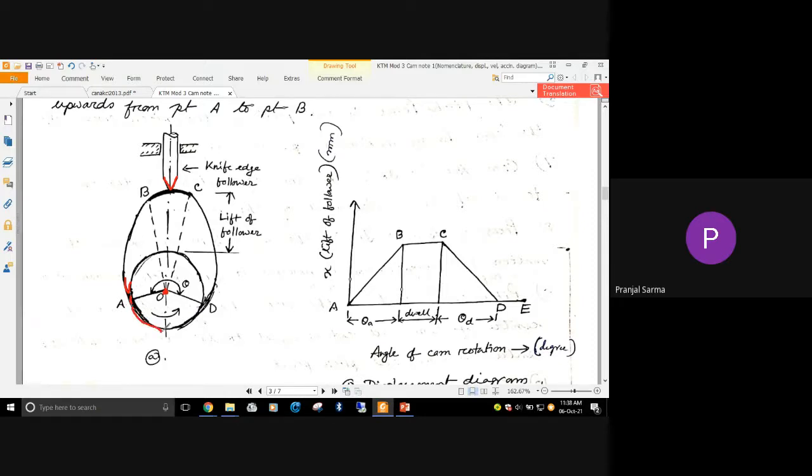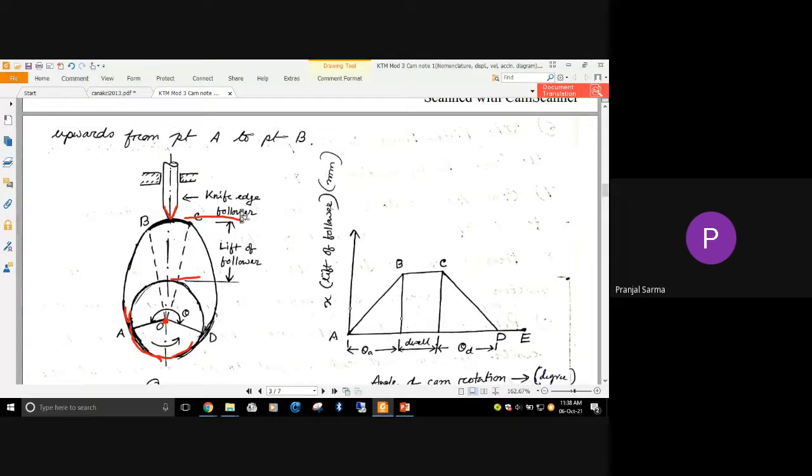Here you can see from here to here, that is A to D, is a kind of constant radius. It is part of this particular circle. Apart from that, here it is gradually increasing, and on this side gradually decreasing. From B to C, once again, if you draw this dotted line from the center, it is basically a constant radius. Okay, understood? And this is the knife edge follower that we have.